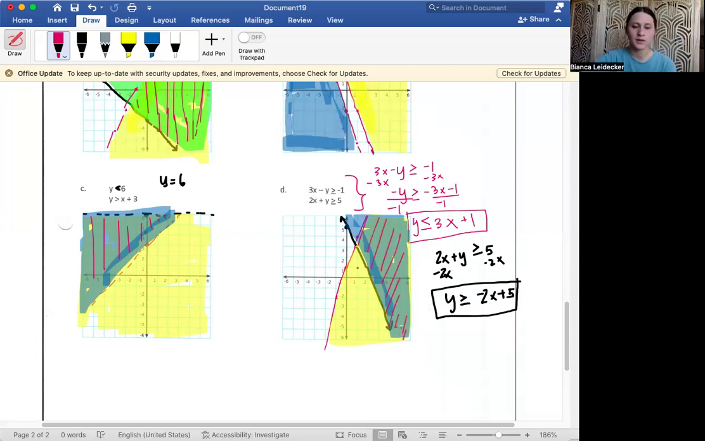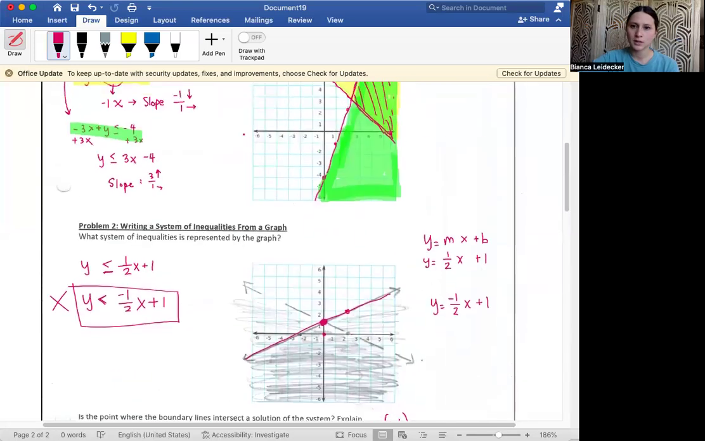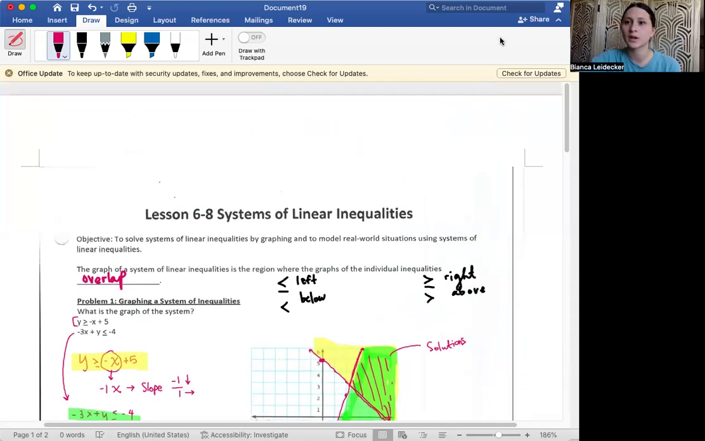And there you go. That's all we're doing for this lesson. So it's bringing everything together. It's just going to take practice and remembering how to shade. All right, that's all I have.